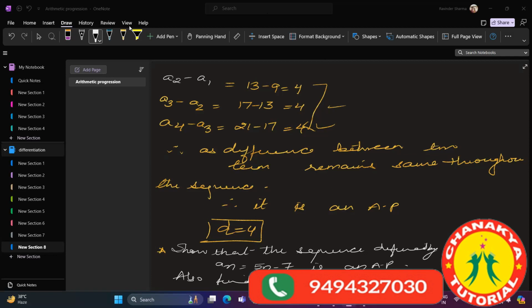And common difference is 5. This is an AP. Tell me, children. And common difference? 5, ma'am. Siddhishri, have you got 5? Meher, Shan, Siddharth, have you got 5? The common difference.